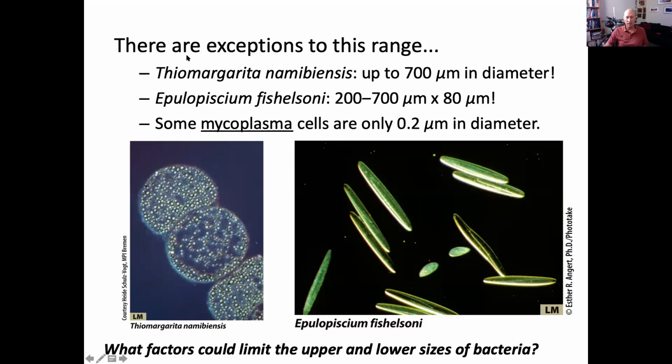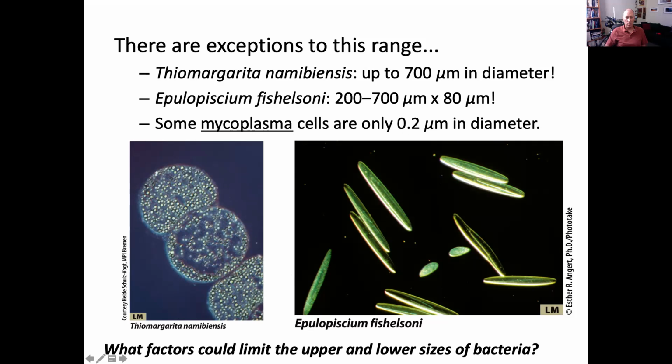Now there are exceptions to the range that I just told you about, right? There are actually some super large bacteria that go up to almost a millimeter in diameter. Here are a couple of interesting examples that have been discovered in the last decade or so. We'll talk more about a few examples of these later on, because they're really interesting bacteria. At the lower size range, we have the mycoplasma. These are bacteria that are only about 0.2 microns in diameter.